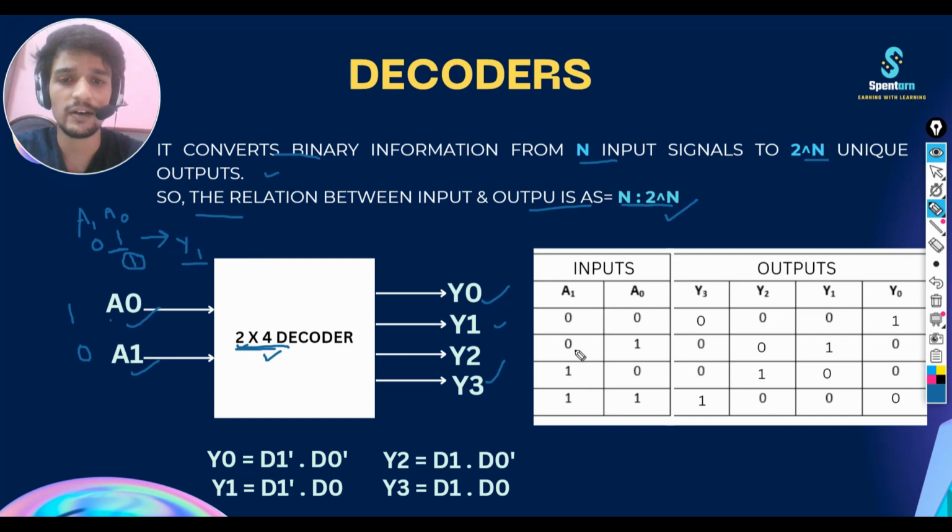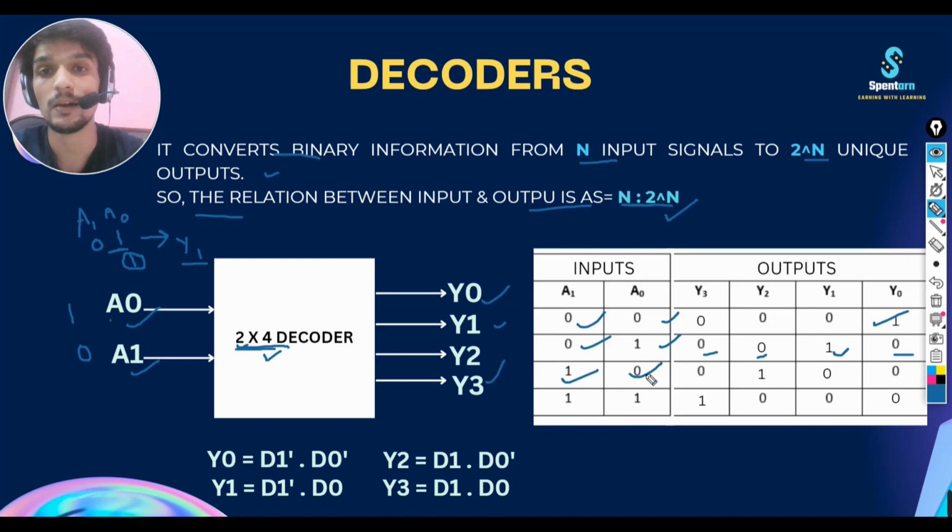So you can see when we have A0 as 1 and A1 as 0, that means we have Y1 as 1 and the remaining all are 0. So you can see if we had 00 as A1 and A0, we would have Y0 as 1, right? Similarly, we have seen this one. Now in case of A1 as 1, A0 as 0, that means we can represent this binary in decimal, which is 2. So that means Y2 should be high now. So Y2 we have high and the other ones are low.